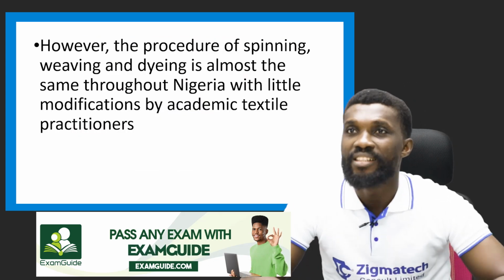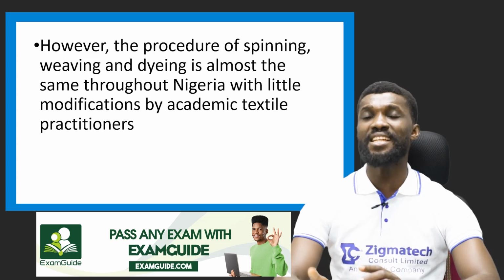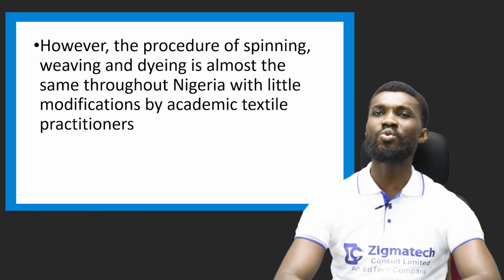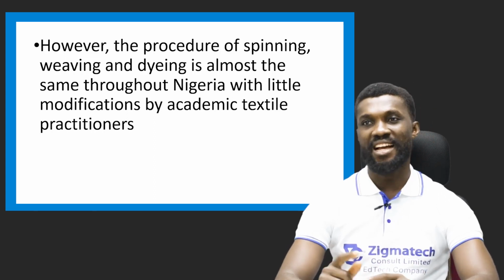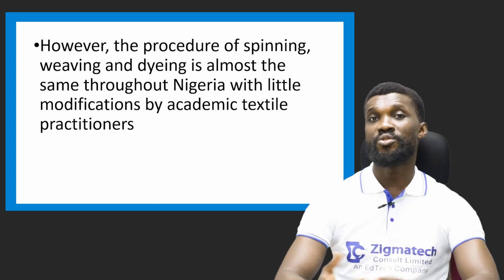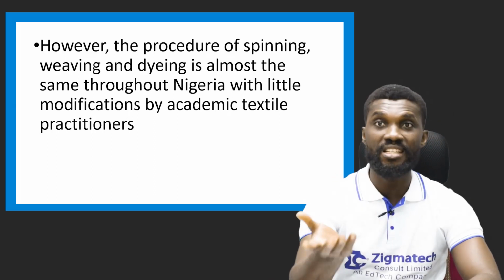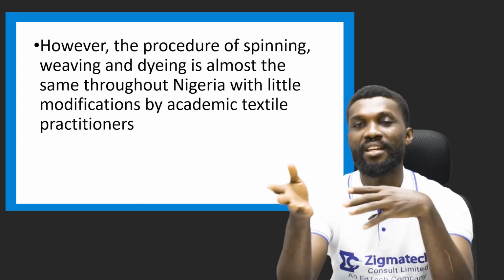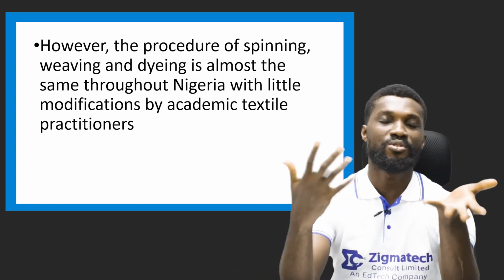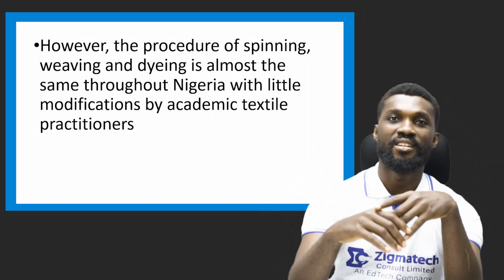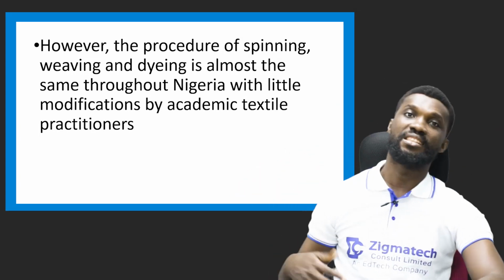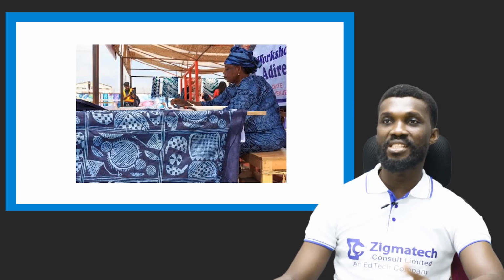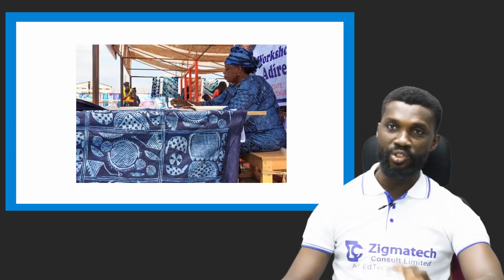Now, however, the procedure of spinning and weaving and dyeing is almost the same throughout Nigeria, with little modification by academic textile practitioners. So the Western culture still affected the way they made this. Those modifications were introduced by the academicians. Then like us, we introduce some of those Western concepts to augment and then modify them. All right. So this is a perfect example of what the academicians brought into the local pattern.